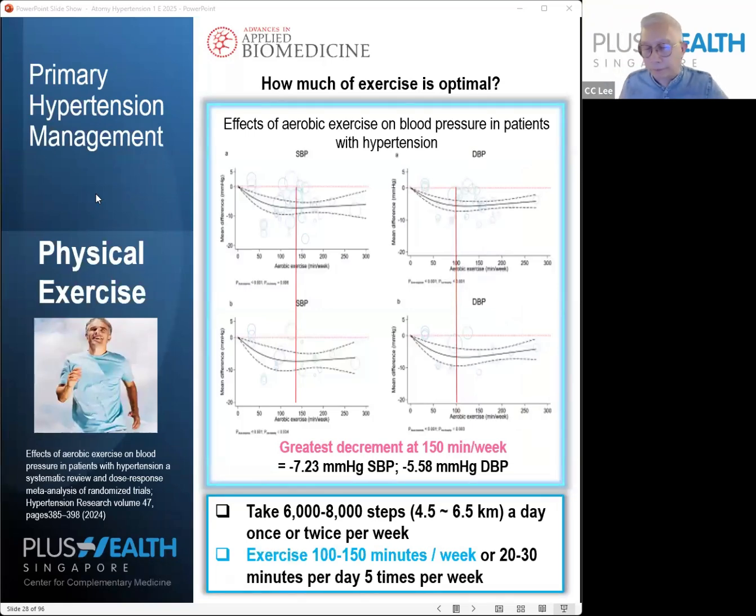We all know exercise is beneficial, but how beneficial is it to the blood pressure, how effective is it? Basically, I think this is a chart that shows you the amount of exercise you have in here, and the effects on your SBP and DBP.